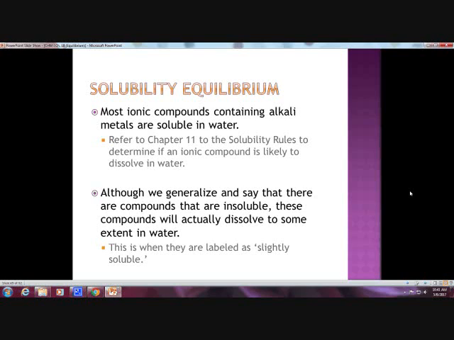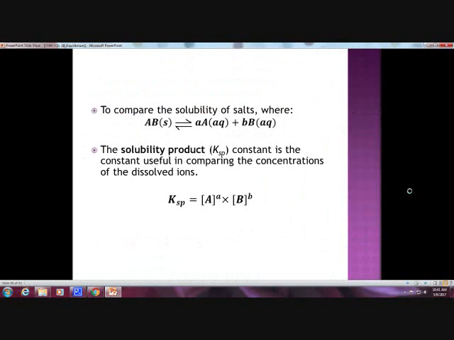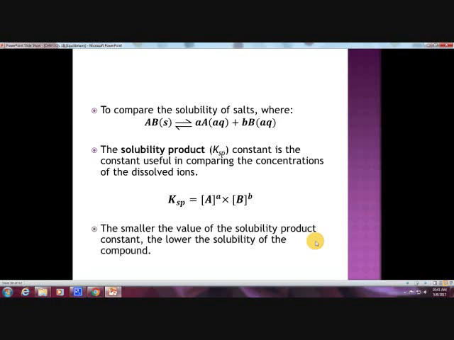To compare the solubility, we would have a salt, whatever that is, breaking down into its ions. The A and the B are the ions. Then we can come up with a solubility product constant. K is our constant, and SP stands for solubility product, where we take the ions raised to the coefficient power, and then we can solve for them. The KSP will be given to you, and then you solve for the concentrations. The smaller the value of the KSP, the lower the solubility of the compound.